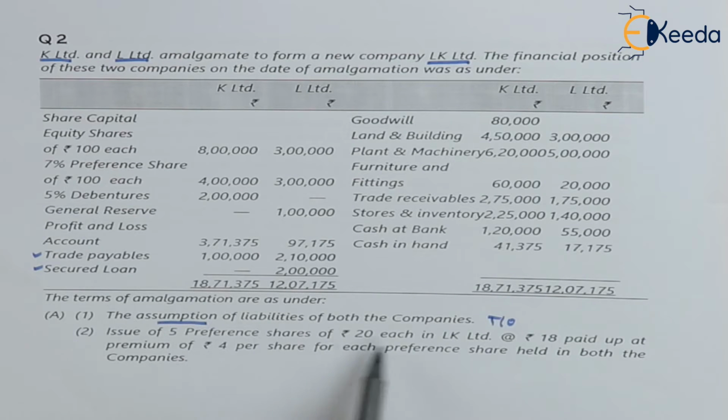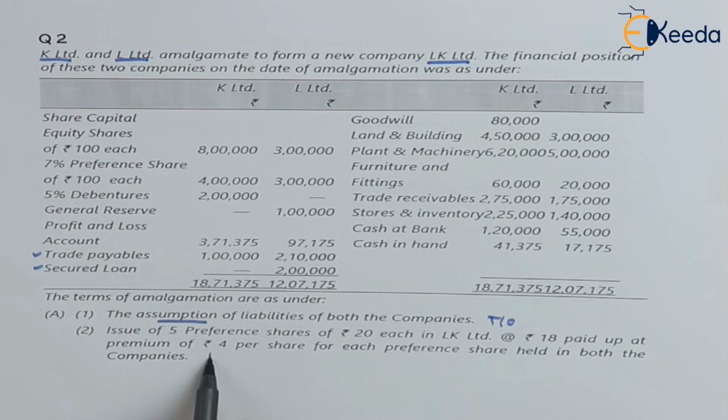Issue of 5% preference shares of 20 each in LK Limited, 18 paid up at a premium of rupees 4 per share, for each preference share held in both of the companies. It is a payment for preference shareholders. It will be a part of PC. Detailed calculations we will show when we solve the question.